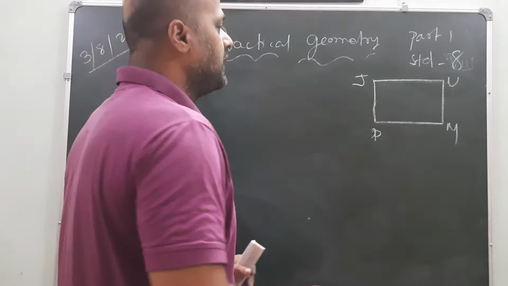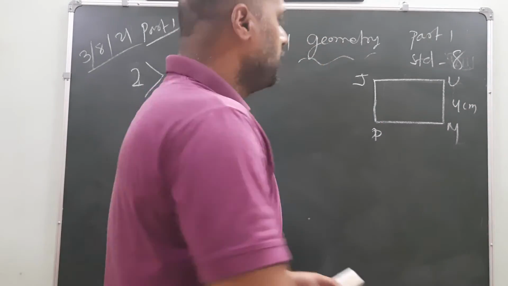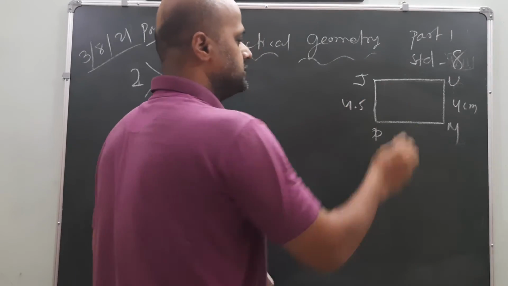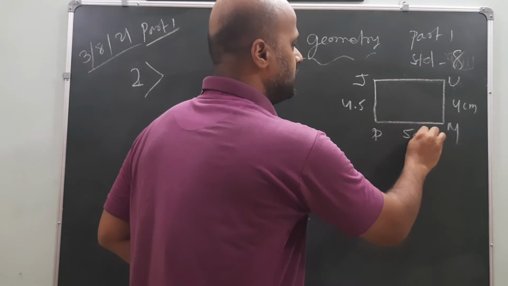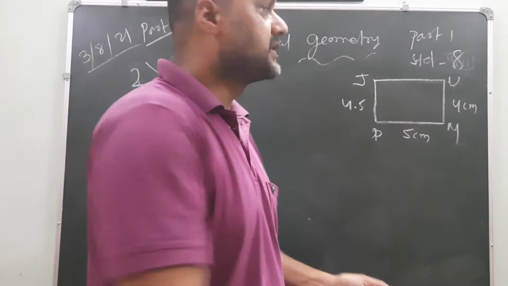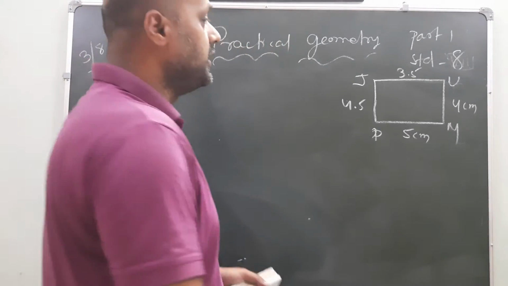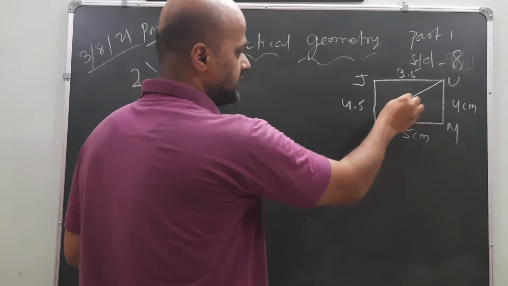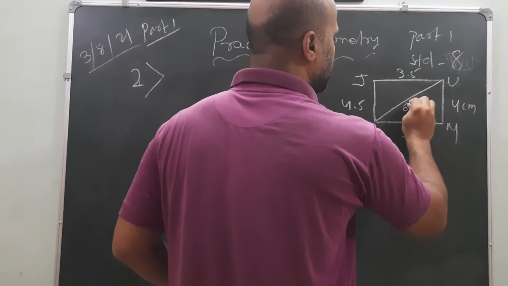So what are the dimensions given? 4 centimeter UM, then 4.5 JP. Next, PM is 5 and UJ is 3.5. Now understood? Now another diagonal is also given here. What is that? 6.5.